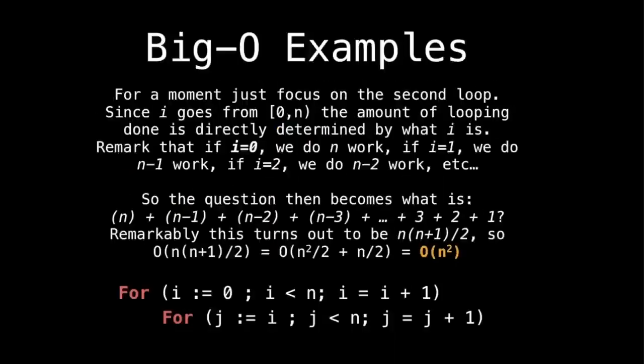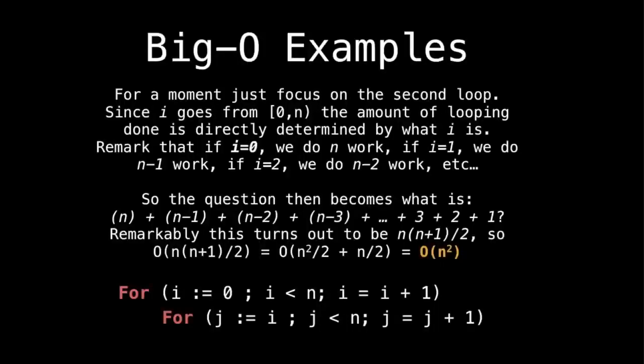Okay, let's go over the solution. So first, just focus on the second loop. The first loop isn't as important. Since i goes from 0 to n, the amount of looping done is going to be directly related to what i is. And remember, i is changing from the outer loop. So if we fix i to be 0, we do n work. If we fix i to be 1, we do n minus 1 work. If we fix i to be 2, we do n minus 2 work, and etc.